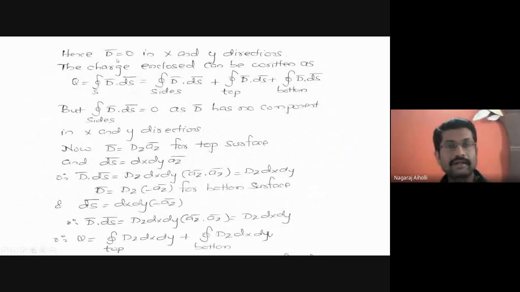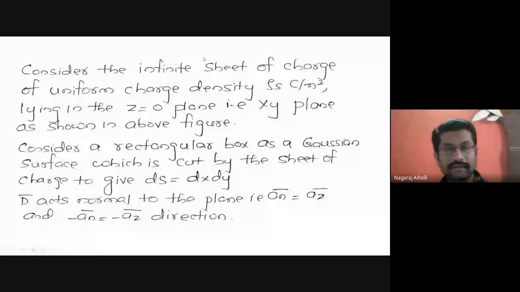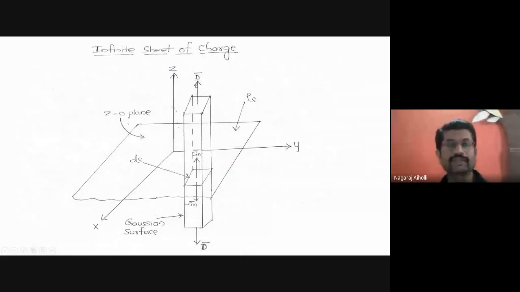Here D bar is equal to 0 in x and y directions. If we consider D bar in x and y directions, according to our assumptions of the Gauss law, the electric flux density is normal to the Gaussian surface. That means at the side surfaces there is no component of D bar. The D bar component exists only perpendicular to the surface. Correct? Therefore, for the side surfaces, the D bar component is 0.